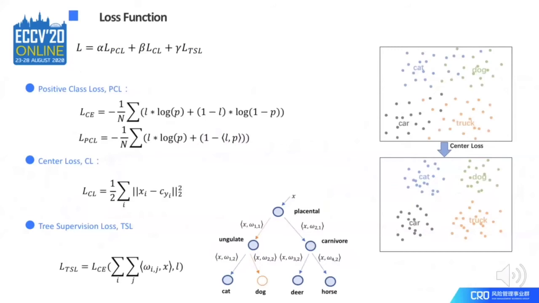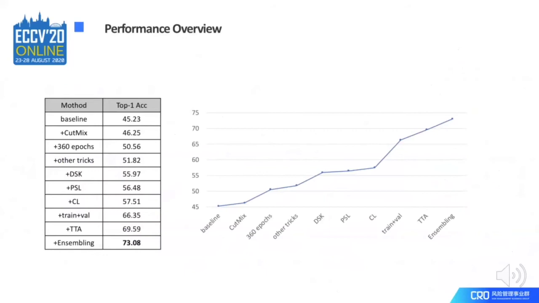We propose a positive class loss function. For compactness of intra-class features, we use center loss. Inspired by neural-backed decision trees, a hierarchical architecture is defined according to the semantic relationships, and tree supervision loss is used for model training. The figure shows an overview of methods and appearances.